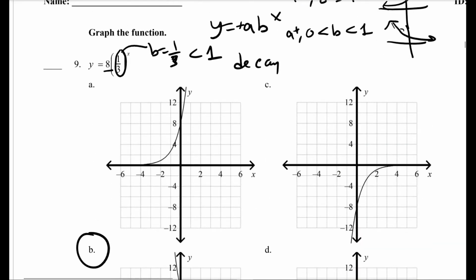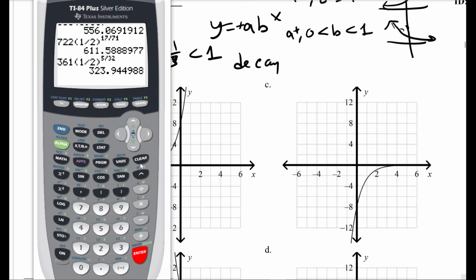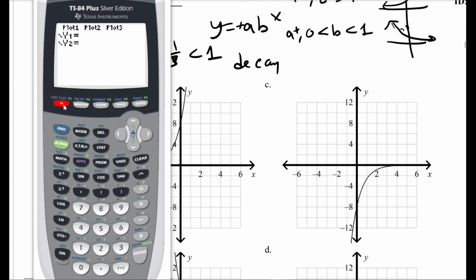Now, of course, you can graph this on the graphing calculator. So I'll show you how to do one of these. You're going to go to y equals, and you're going to type in the equation: 8 times 1 divided by 3, raised to the x power. And then you're going to graph it, and it gives you the equation, of course, which is the one that we were saying earlier, the one that's going down like that. All right, so it looks like it's B.